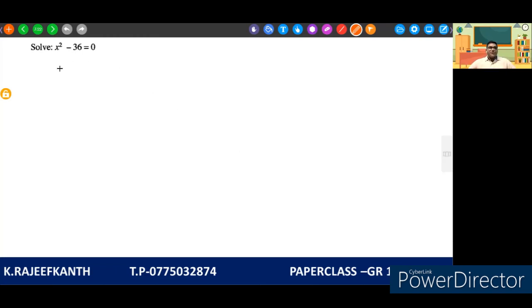So x squared minus 36, we can write as x squared minus 6 squared equals 0. Here this is in the format of the difference of two squares. The factors of a squared minus b squared are (a plus b) into (a minus b). Already you know that, right? Then we can add and subtract. Then (x plus 6) into (x minus 6) is equal to 0.